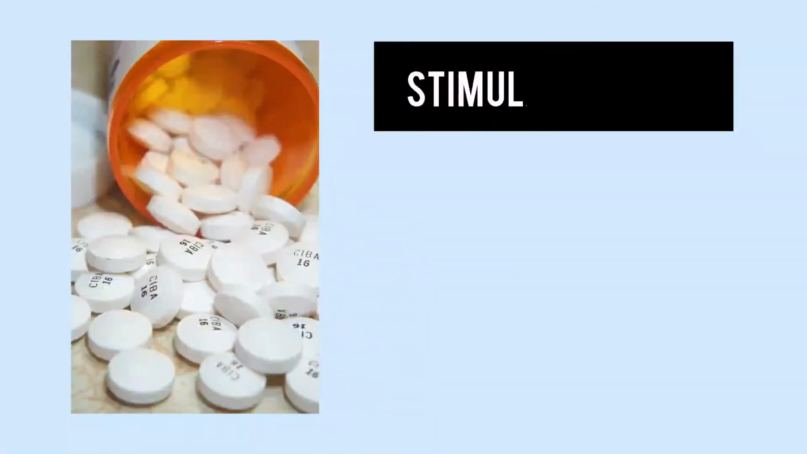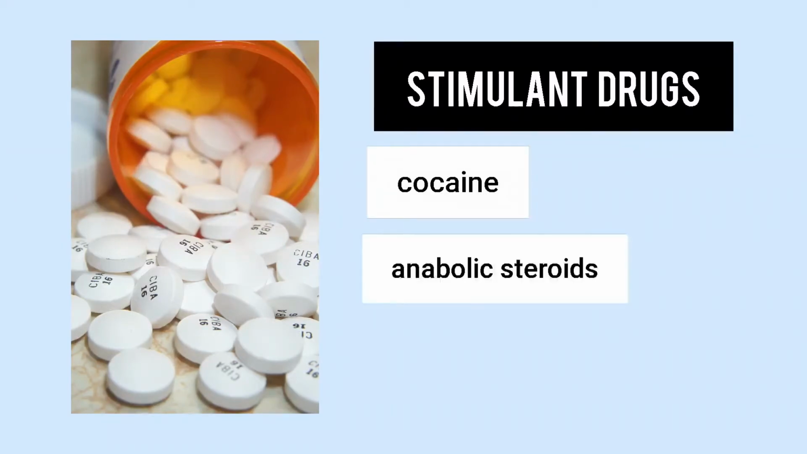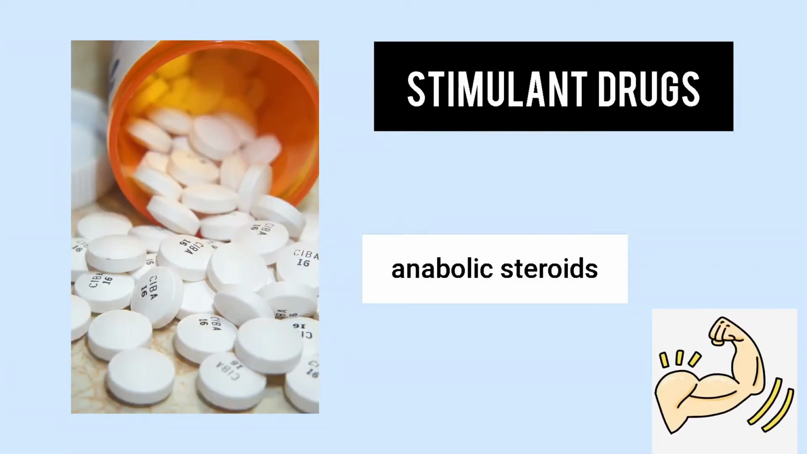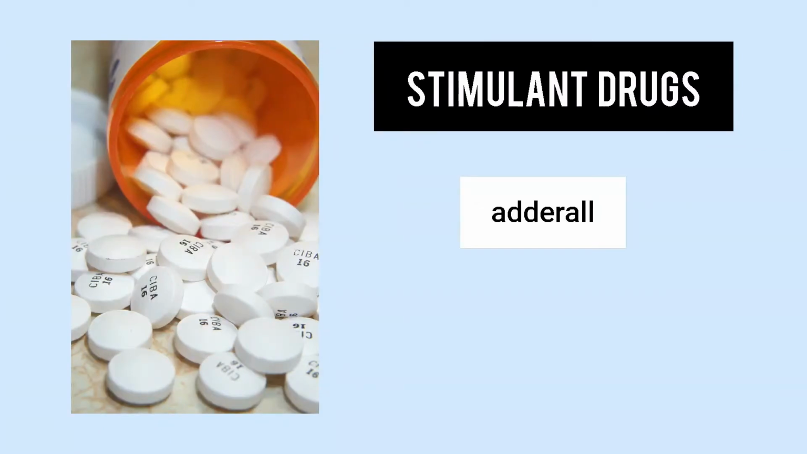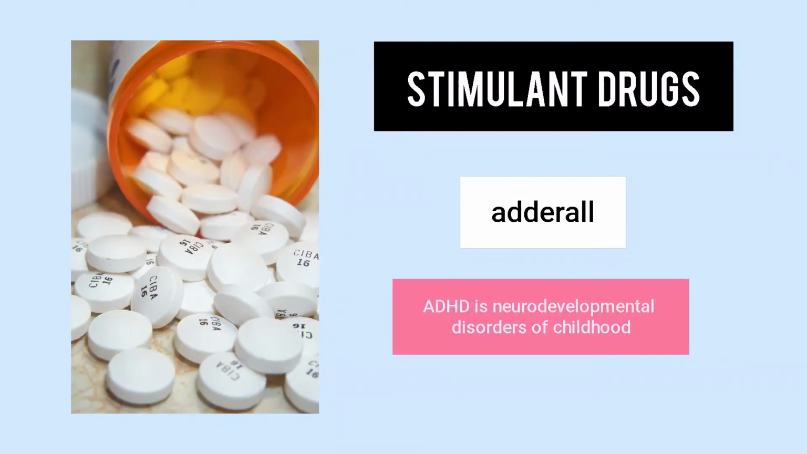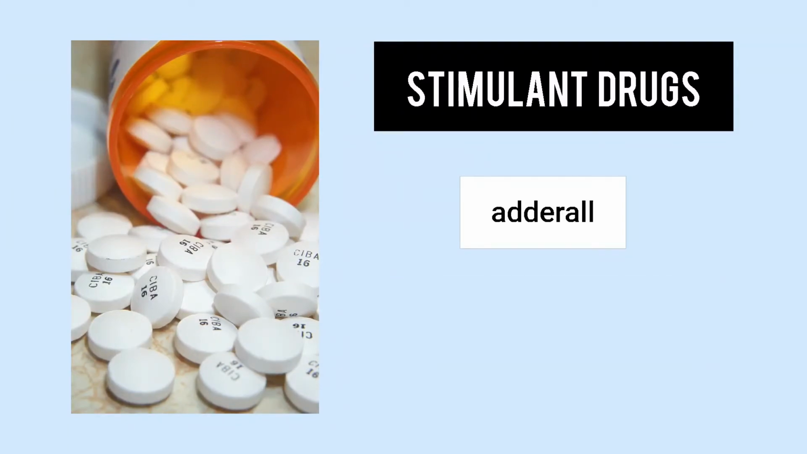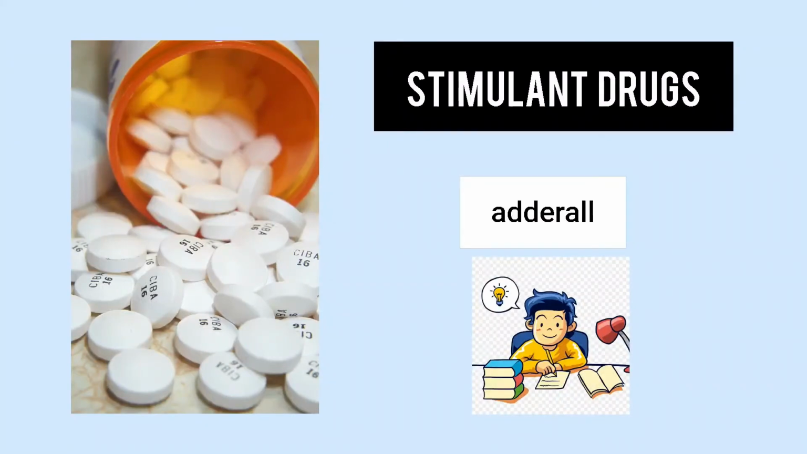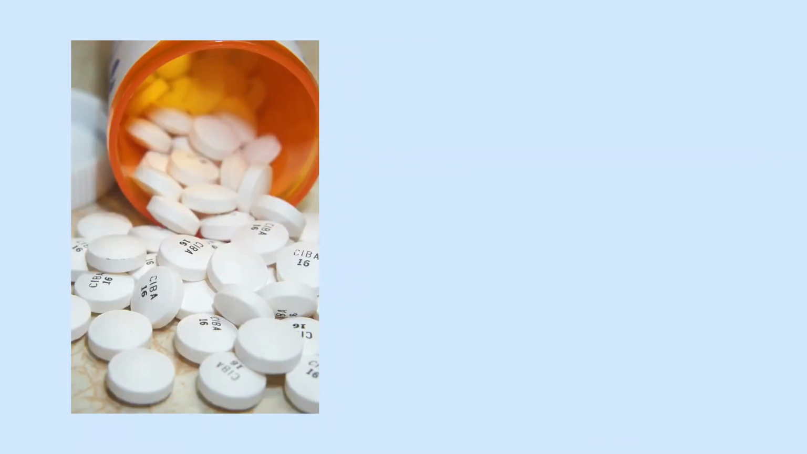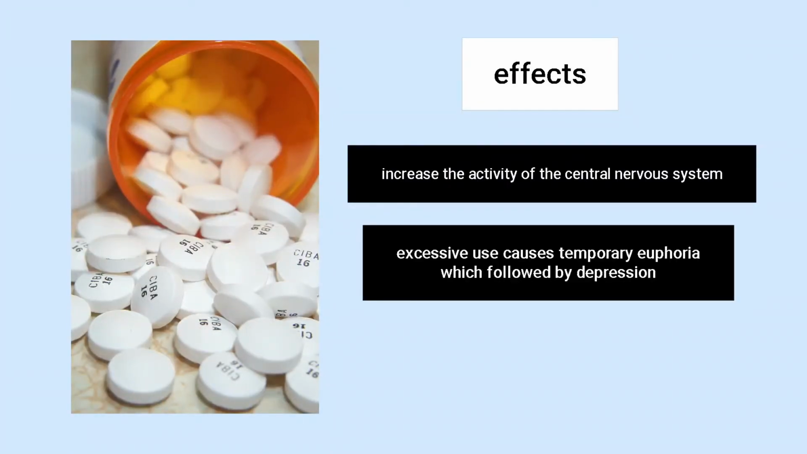First one is stimulant drugs. There are many types of stimulant drugs such as cocaine and anabolic steroids. Anabolic steroids are usually taken by athletes or anyone looking to build muscle fast. And Adderall is a commonly prescribed drug used to treat those with narcolepsy and ADHD. However, it is commonly abused among teens and young adults for studying or taking tests. It can increase the activity of the central nervous system, and excessive use causes temporary euphoria which is followed by depression.